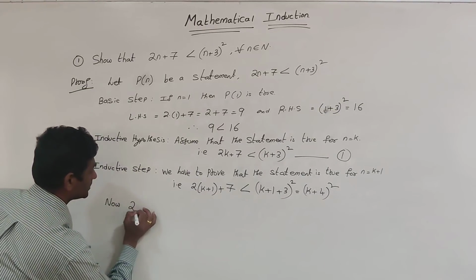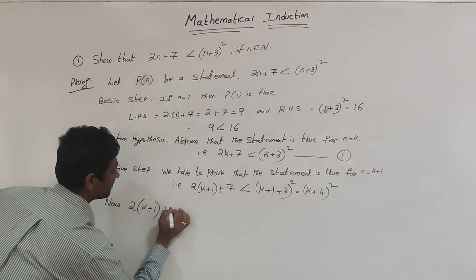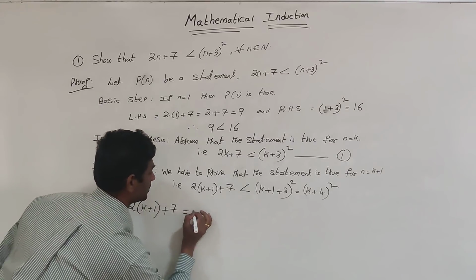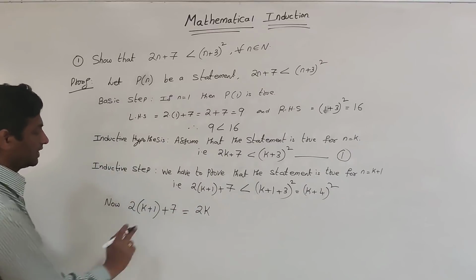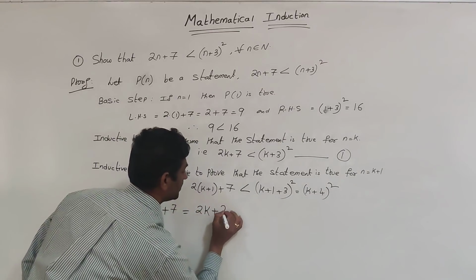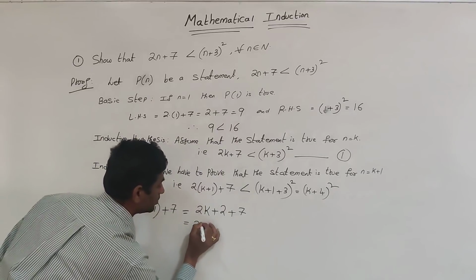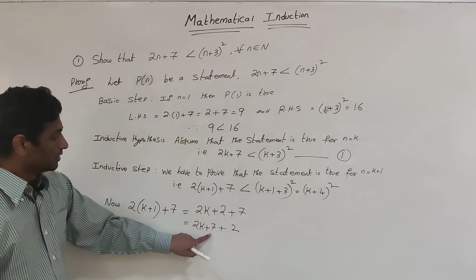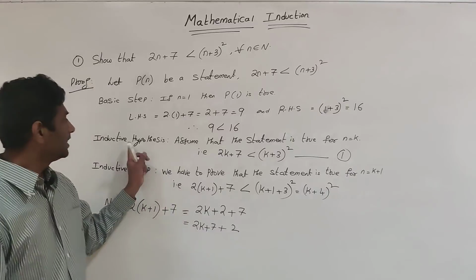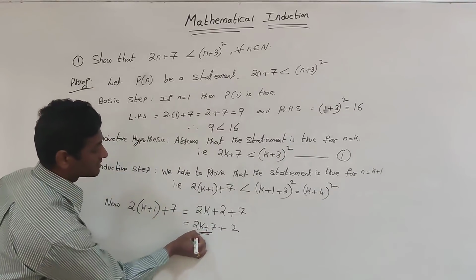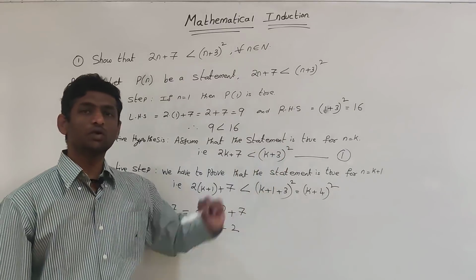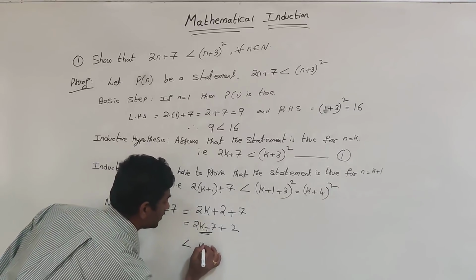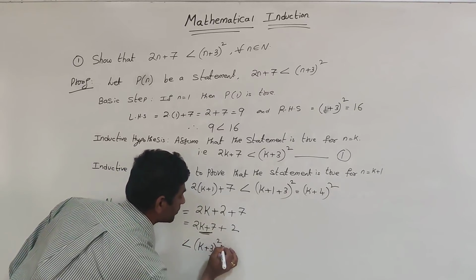Let us take the value 2 times (k plus 1) plus 7. That can be written as 2k, 2 times k is 2k, plus 2 times 1 is 2, plus 7, and this can be written as 2k plus 7 plus 2. Now by using equation 1, that is the inductive hypothesis, the value of 2k plus 7 is always less than (k plus 3) whole square. So if we add 2 also, it will be less than (k plus 3) whole square plus 2.